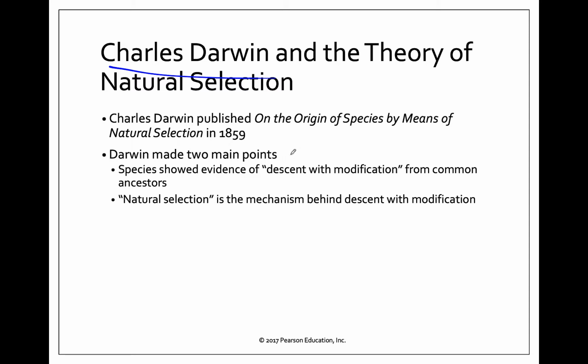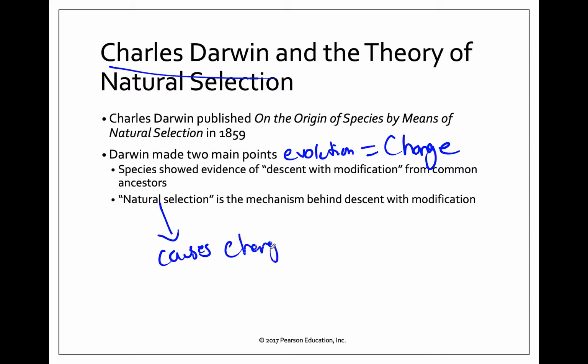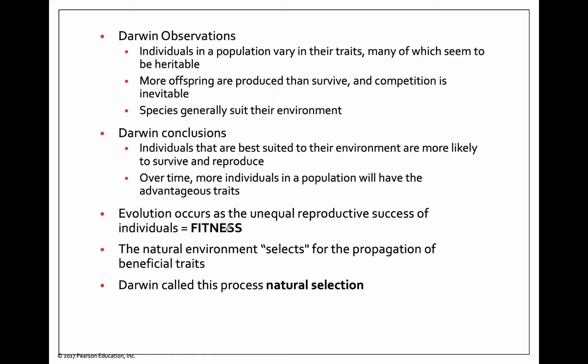Descent with modification is the phrase that Darwin uses to explain evolution. So evolution just means change. All that happens in evolution is that species change over time. Not an individual organism, but populations of species change over time. Natural selection causes the change. So natural selection is the mechanism, it's the machine that drives evolution.